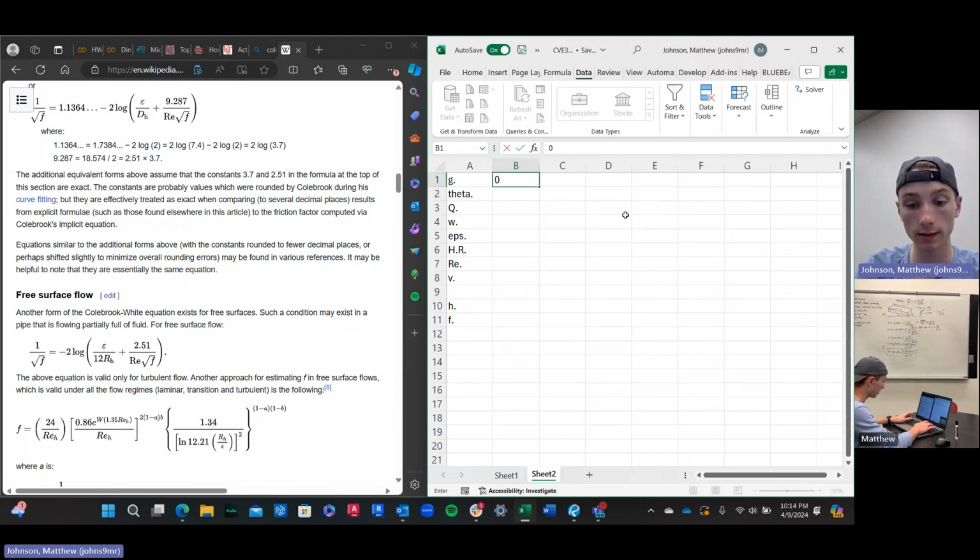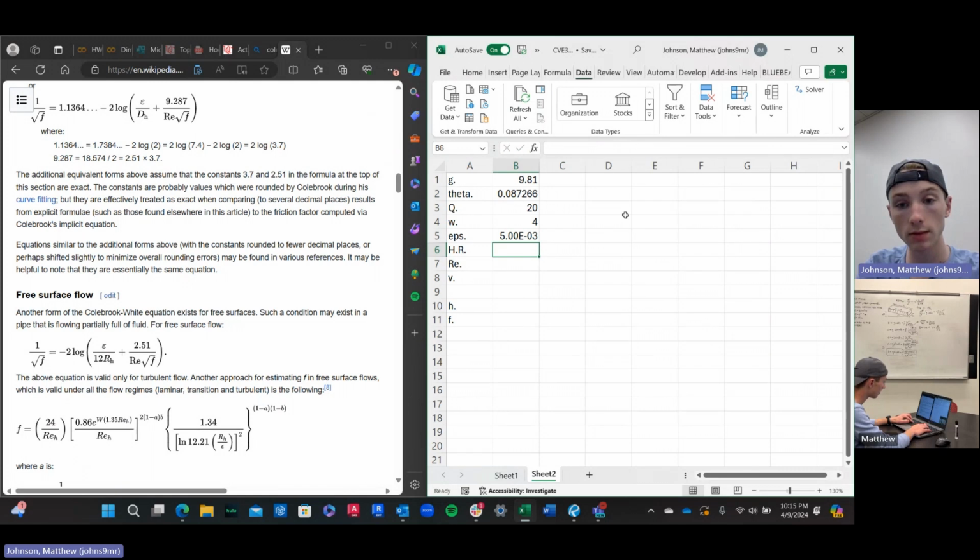9.81. Theta we said is 5 degrees, but we should probably put that in radians. So let's go ahead and say 5 times pi over 180. Okay. We know that Q is 20 meters cubed per second. We know the width of our culvert is 4 meters. Epsilon is 5 millimeters, so that's 5 times 10 to the minus 3.